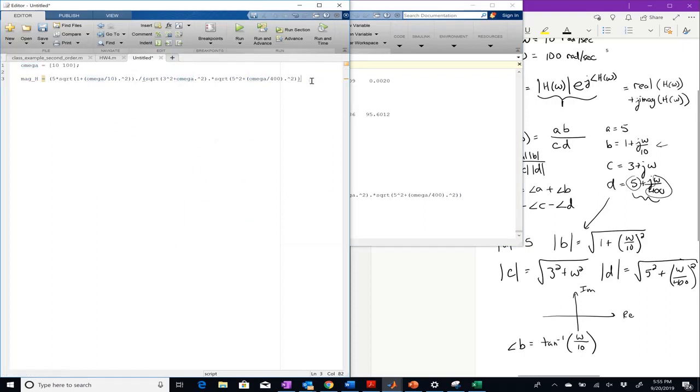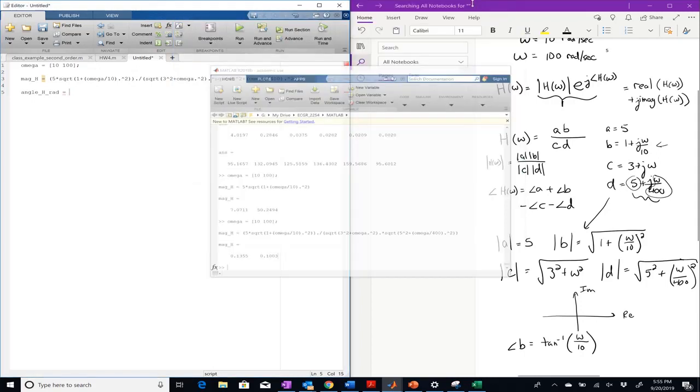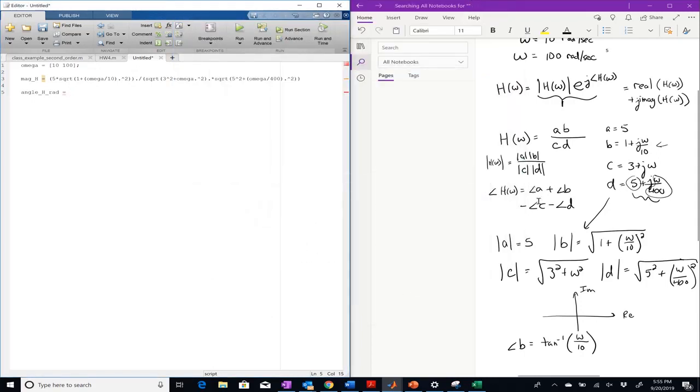Now if I want to do the angle, I do the angle of h, and I'm going to call this guy angle of h radians because the arctan function is going to come out in radians. All right, basically it's the angle of A plus the angle of B, and then I subtract the angles on the bottom. So the angle of 5 is 0 plus the angle of the next one. So that's A tan, the arctangent, of omega over 10.